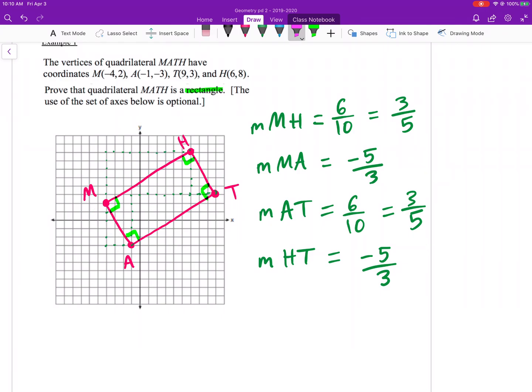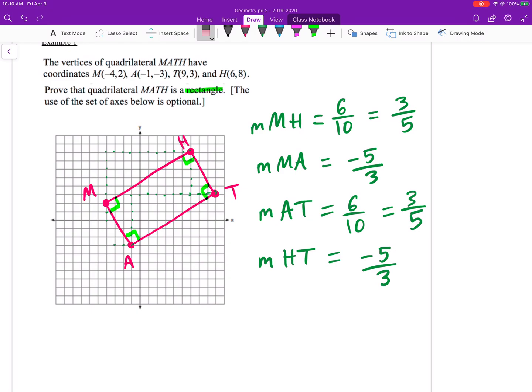Okay, now same thing for MA and AT. Those are consecutive sides. Okay, same thing for AT and HT. Those are consecutive sides. They have opposite reciprocal slopes. Okay, HT and MH. Those are consecutive sides. Those have opposite reciprocal slopes. So all around, all the consecutive sides have opposite reciprocal slopes. One of them is 3/5. One of them is negative 5/3 for every combination.